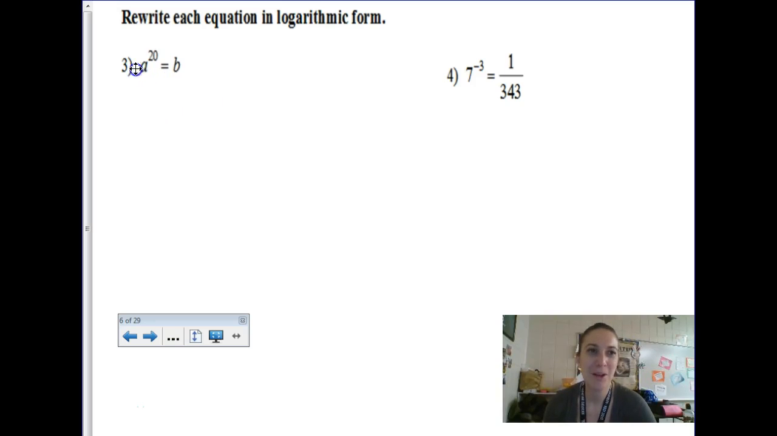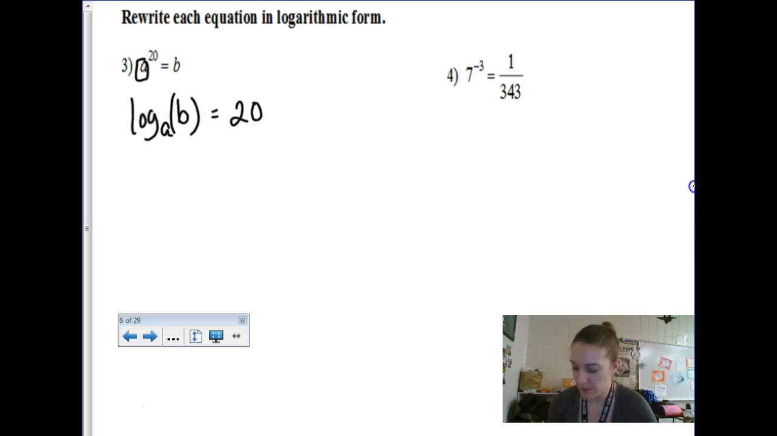So now we're going to go to logarithmic form. So I'm going to write down the abbreviation for logarithm. I have to identify what the base is. So the base of the exponential is also the base of my logarithm. Now, inside of that logarithm, basically these two things just swap. So b is going to be what's inside the logarithm. And then my answer is going to be the other number that's left over, 20.